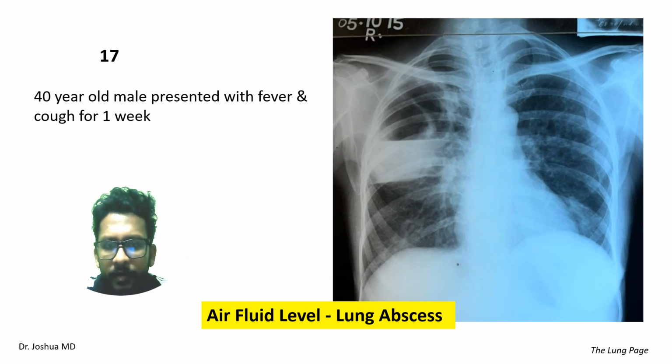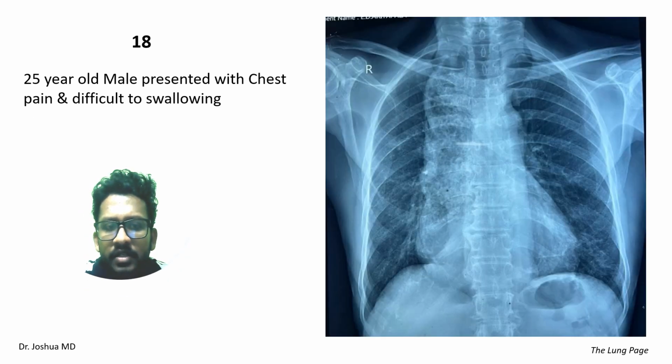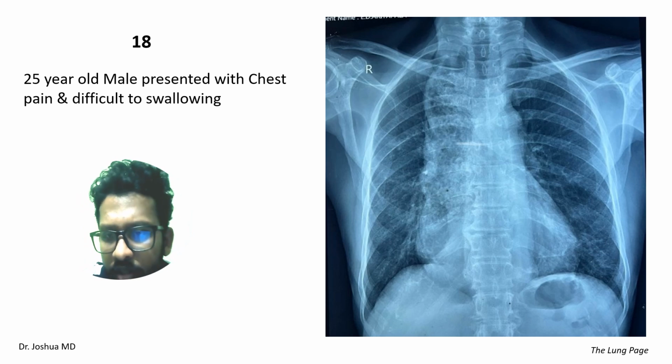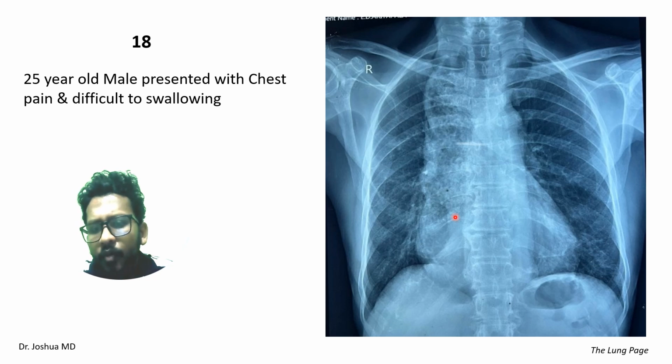Okay, it's very simple. Another case is 25-year-old male presented with chest pain and difficulty swallowing for nearly 1 year duration. So we took a chest X-ray. What is the chest X-ray finding? When you see this chest X-ray, airway, bone, cardiac contour, everything is normal. When you see this mediastinum, there is a mass-like lesion, with some corrugated appearance. Cardiac contour is normal. So what is this?